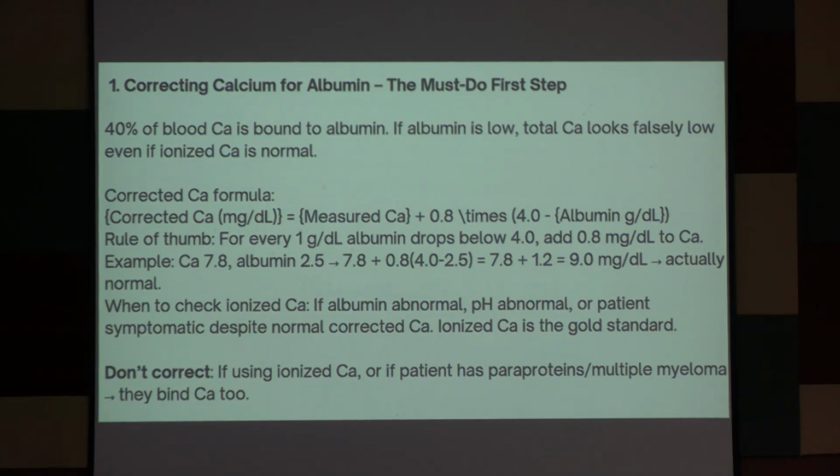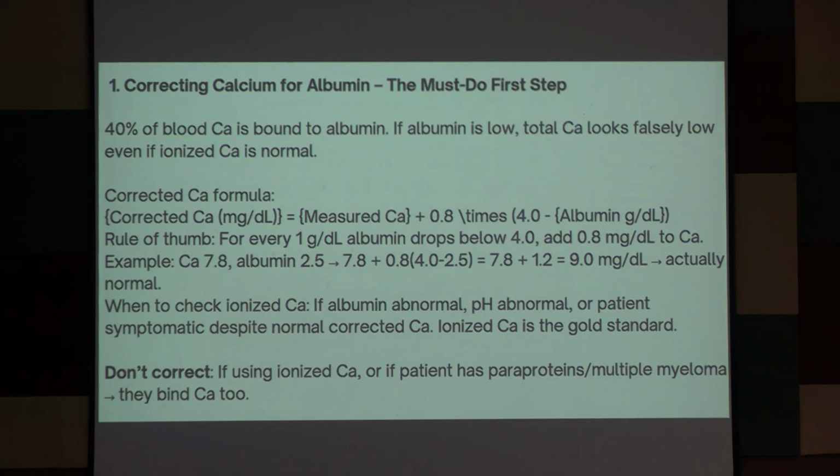Example, if calcium is 7.8 and albumin is 2.5, then the corrected calcium will be 7.8 plus 1.2, equal to 9. Actually, it is normal. So with a calcium of 7.8 and hypoalbuminemia, don't declare it as hypocalcemia. First, you check the albumin level.